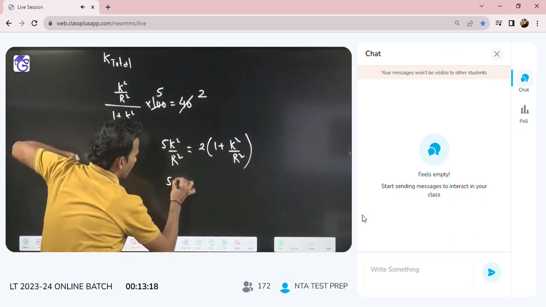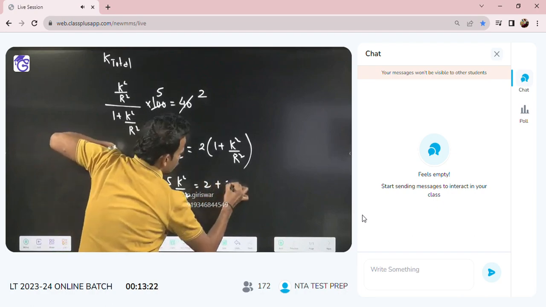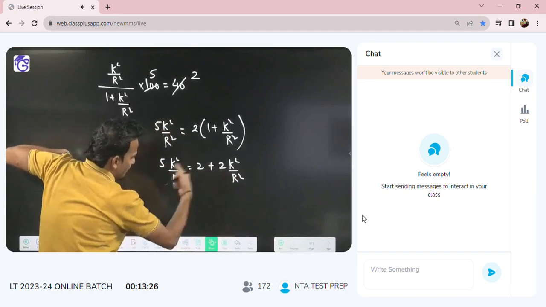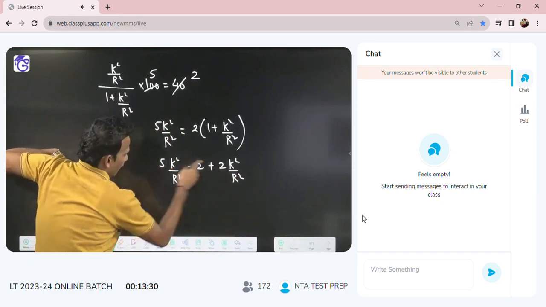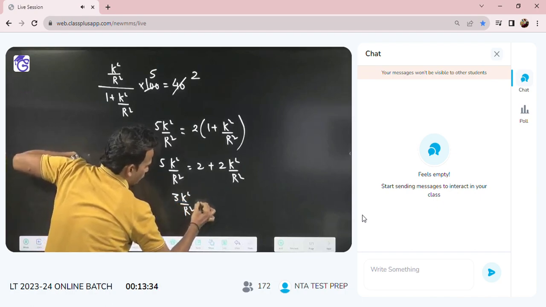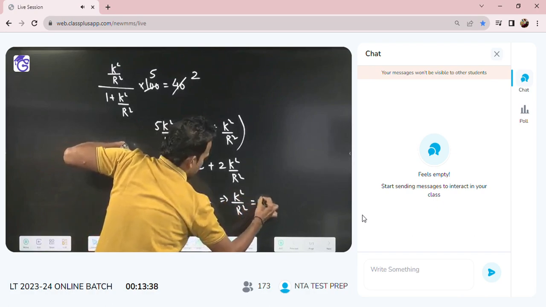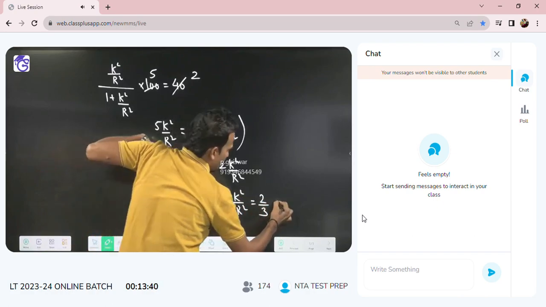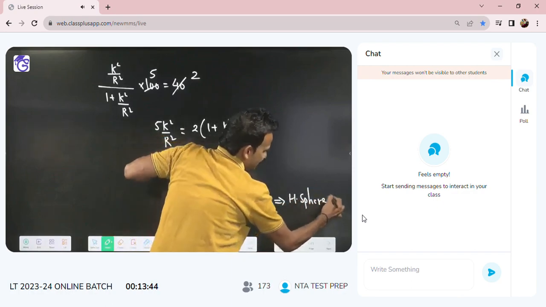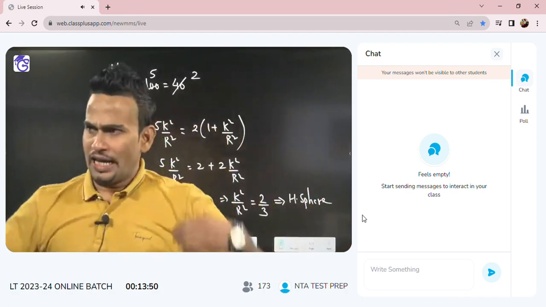So this will become 5k square by r square equal to 2 plus 2k square by r square. Now you can bring this part here. Now this will become 5 minus 2. So 3k square by r square will be equal to 2. That means k square by r square will come as 2 by 3. If k square by r square is 2 by 3, definitely the body is a hollow sphere. Is it okay? Those who got solid sphere, did you realize your mistake?